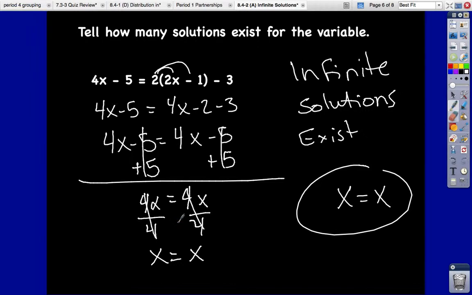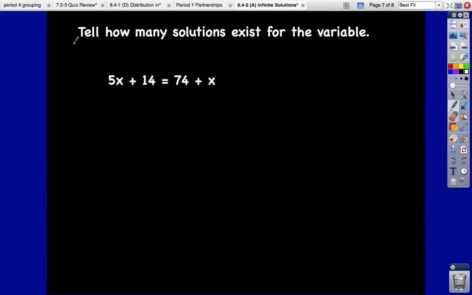One more quick example here. Tell how many solutions exist for this variable. Well, let's just see if we come out with something here. So I've got 5x, because you're going to have problems like this, plus 14 equals 74 plus x. There's nothing to combine on both sides. I have no like terms to combine over here and no like terms to combine over here. So obviously, we're not going to end up with infinite solutions because the same thing isn't on both sides.